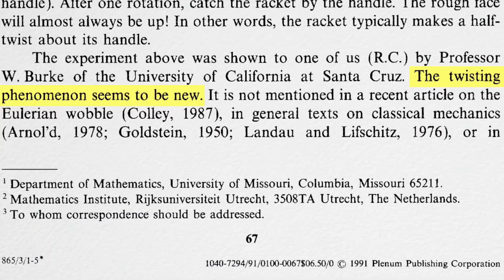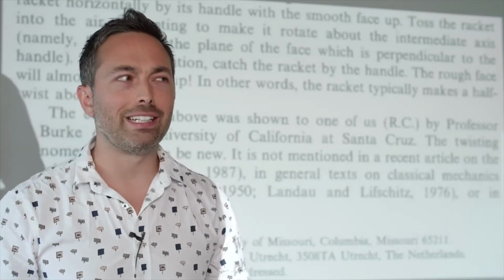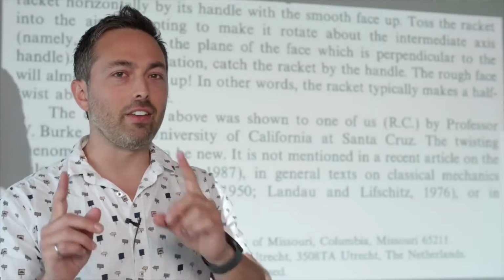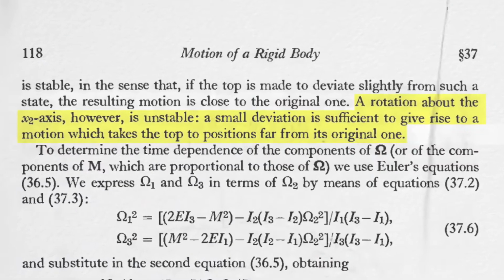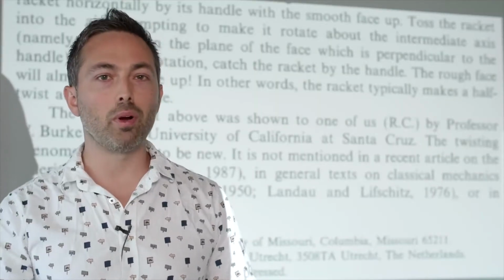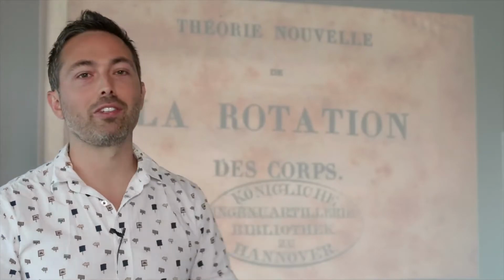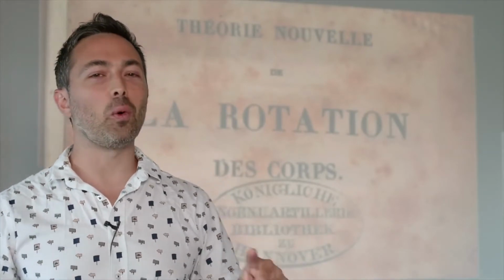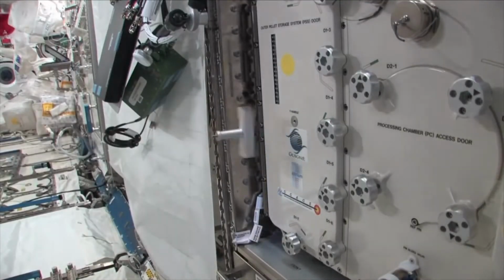Now, the tennis racket paper claims the twisting phenomenon seems to be new. It is not mentioned in general texts on classical mechanics, amongst other sources that they've checked. But it is, actually. It's even in the textbook they cited, Landau and Lifshitz. In fact, an understanding of the intermediate axis theorem goes back at least another 150 years to a book called The New Theory of Rotating Bodies by Louis Poinsot. So this is old physics, but in space, the phenomenon looks like something new.